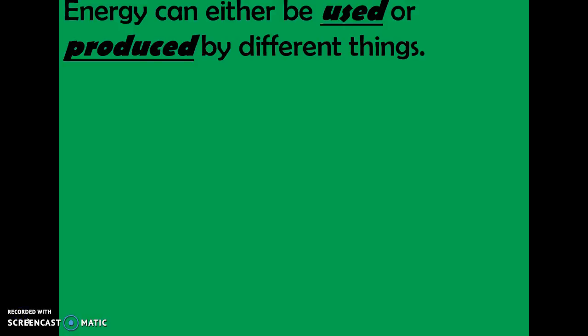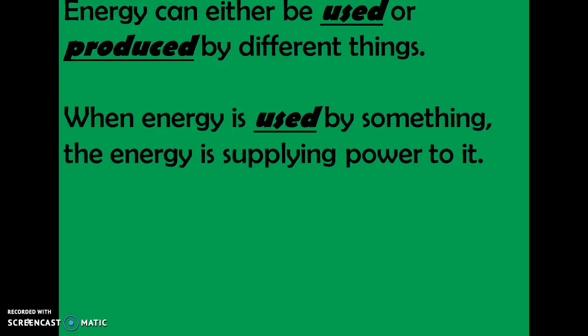So one of the things that gets really confusing with energy in the 5th grade is the difference between the two words used or produced. Energy can be used by different things, or it can be produced by different things. And usually, when something uses one type of energy, it produces another type. So energy can change form. When energy is used by something, the energy is supplying power to that thing.